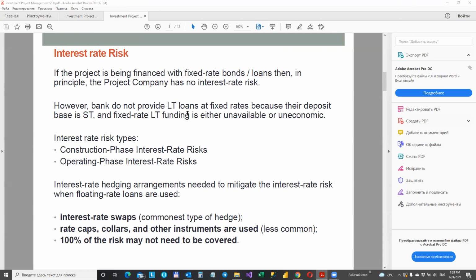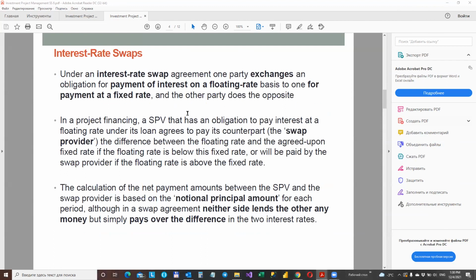So probably you are already acquainted with these financial vehicles called interest rate swaps, but let us discuss it in detail here also. Under an interest rate swap agreement, one party exchanges an obligation for payment of interest on a floating basis for one for payment at a fixed rate, and the other party does the opposite. Banks and the capital markets run a large book of such interest rate swaps. In project financing, a project company that has an obligation to pay interest at a floating rate under its loan agrees to pay its counterparty, the bank or banks, the swap providers, the difference between the floating rate and an agreed fixed rate if the floating rate is below this fixed rate, or will be paid by the swap provider if the floating rate is above the fixed rate.